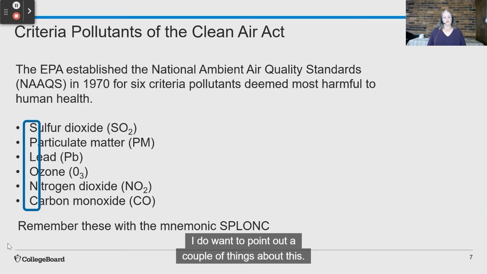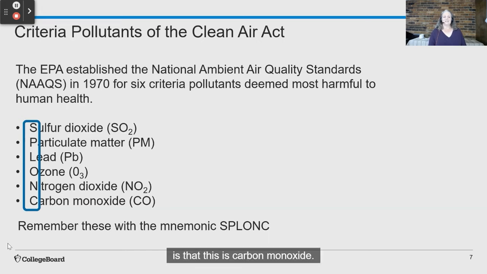I do want to point out a couple things about this. A lot of times students see the P and they think about lead because you have Pb there as the chemical symbol. The P is for particulate matter, the L is for lead. The other thing that students often miss is that this is carbon monoxide.